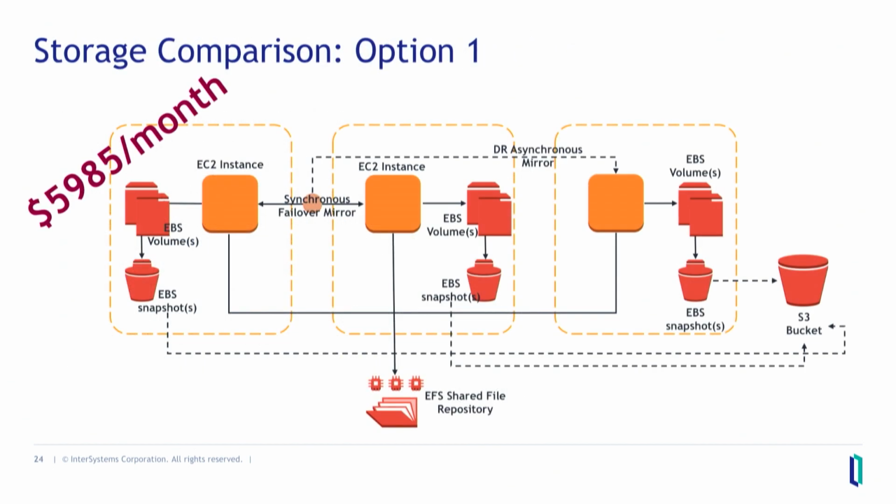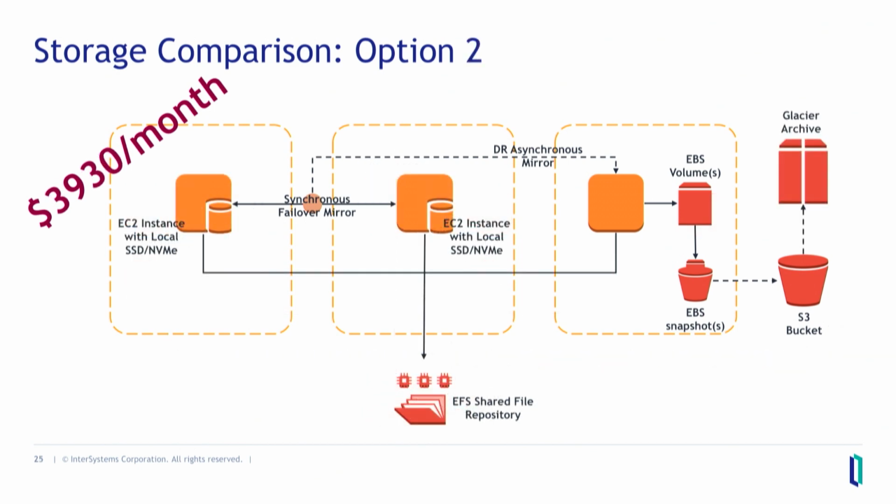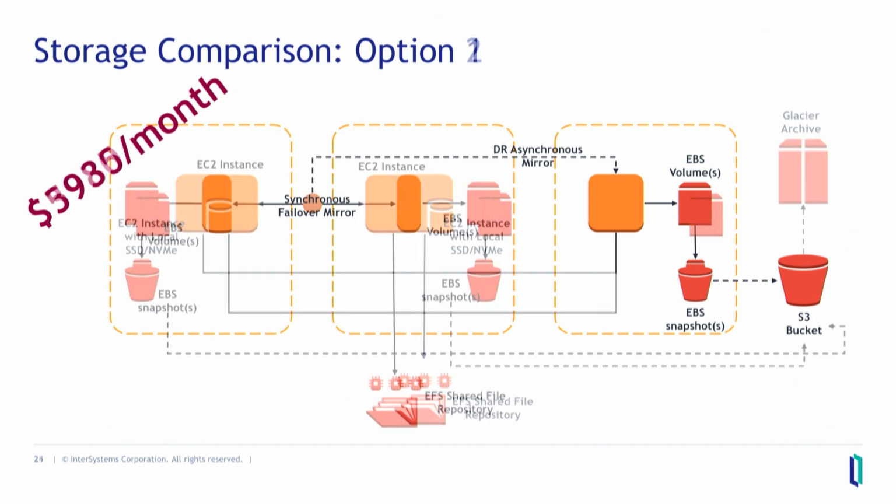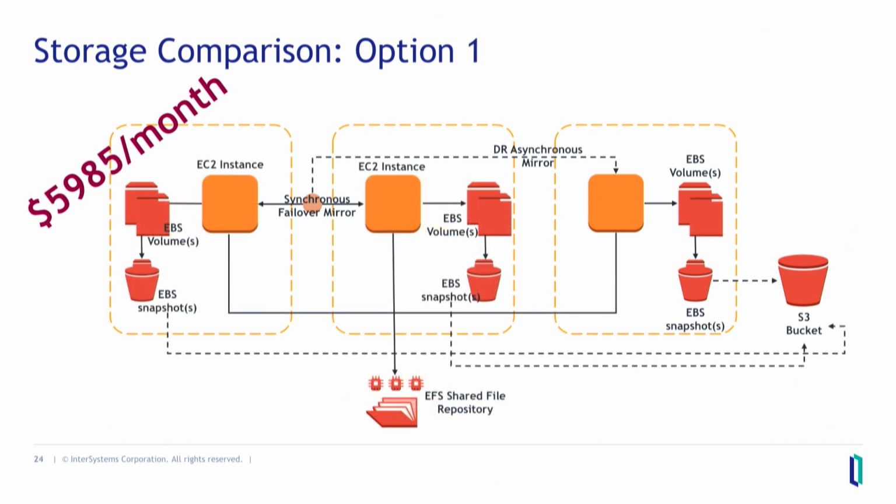So here's a diagram of what option one looks like. We see here we have three different availability zones with a mirror member in each of them. Each of them has their own EBS volumes, snapshots associated with each of them, maybe some S3, and we're going to push EBS snapshots to an S3 bucket, and then we have our EFS file share repository. Simple, this is typical. We see a lot of customers do this today, but it's expensive. Well, it's more expensive, let's just say that. Any questions on this pretty simple architecture? Going to option 2, go back a second. We see here it's almost $6,000 a month for this option.